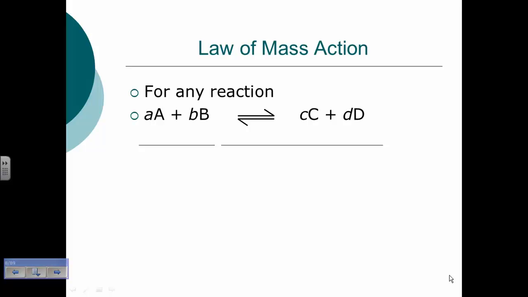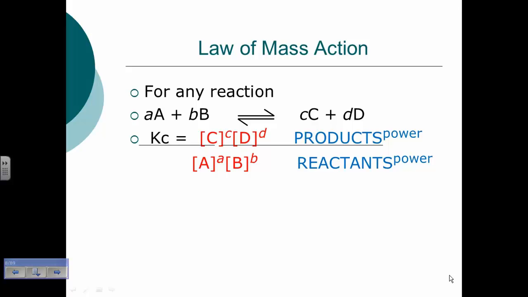Creating products C and D with their respective coefficients represented by small letters. When I think about writing out an equilibrium constant, Kc is going to stand for an equilibrium constant that's using molarity for concentration units. The product, C times D, raised to the power of their coefficients, set over the reactants, A and B, raised to the power of their coefficients. Products over reactants, where the coefficients become the order with which they're raised.